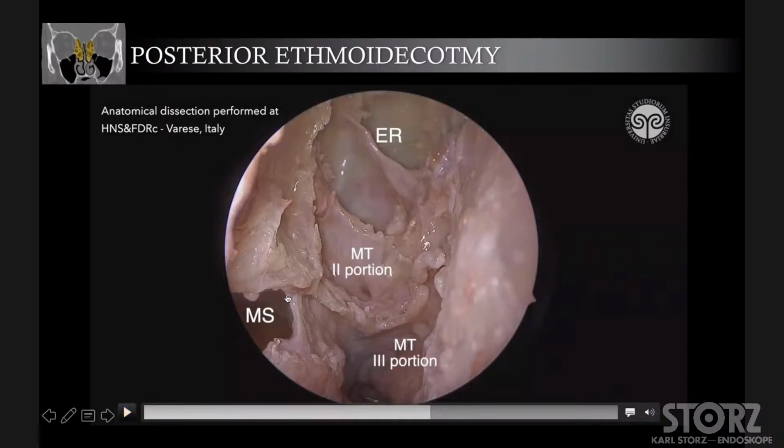We have already opened the maxillary sinus. We have already cleaned the posterior ethmoid. This is the ethmoidal roof. This is the third portion of the middle turbinate. This is the first portion of the middle turbinate. And this is the second portion of the middle turbinate.